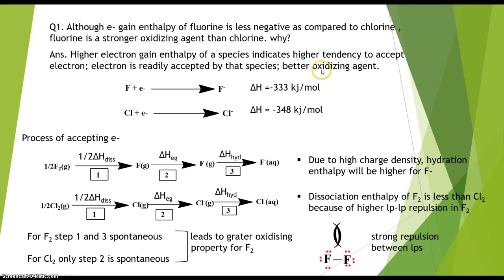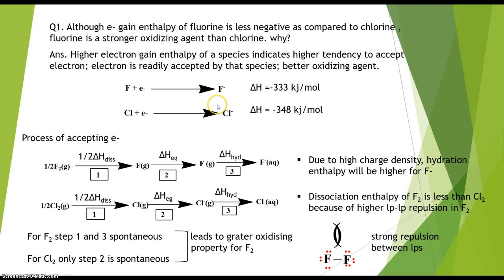Now, let's come to the concept of oxidizing agent. Who is an oxidizing agent? An oxidizing agent is that substance or species that easily accepts electron and converts into the corresponding product. That means an oxidizing agent is that substance that accepts electron and reduces itself, correct? Now from the data of electron gain enthalpy values, it's clear that chlorine is accepting electron and converting into Cl minus more easily or more spontaneously than fluorine.